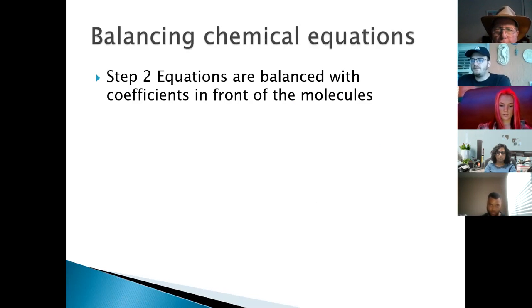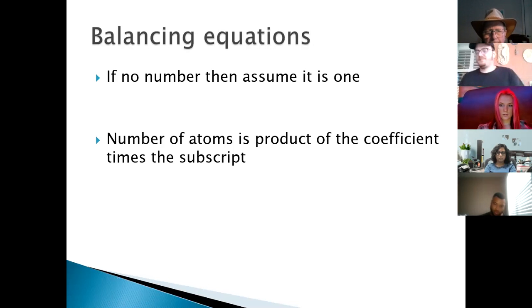Chemicals are balanced with subscripts. Equations are balanced with coefficients. They are the big numbers in front of the molecules. If no number is in front of the molecule, consider it to be one. If no subscript is there in the molecule, assume it's one.